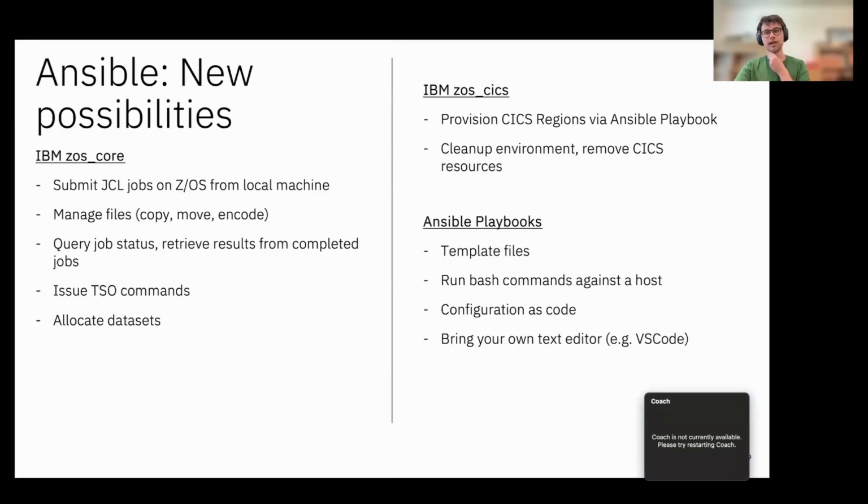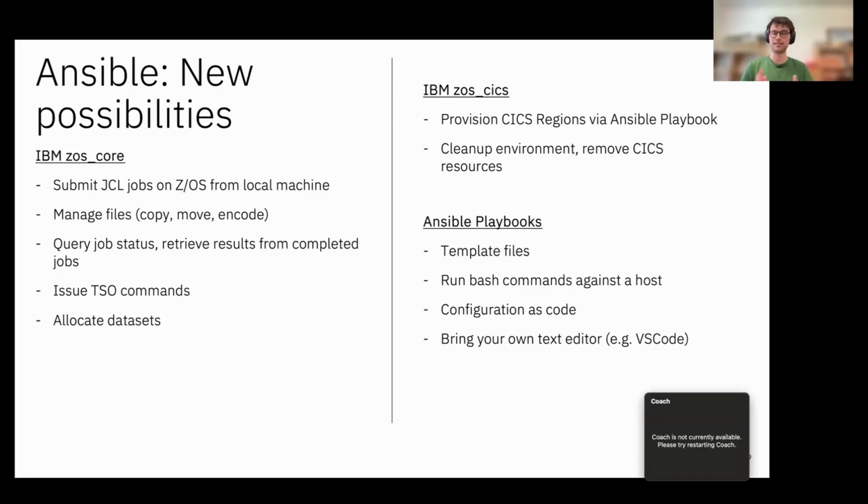Just to specifically call out a few of the kinds of things that are possible with these collections. We're going to be using the IBM z/OS core collection. That's going to be submitting JCL. In fact, it's actually going to be submitting JCL to start a region for us. We're going to be doing a few file management things like moving files between local and z/OS. You can get things like the status of jobs running on z/OS, and run TSO commands. Layered on top of that, we've also got the z/OS CICS collection, and that's going to allow us to actually provision a CICS region from scratch.